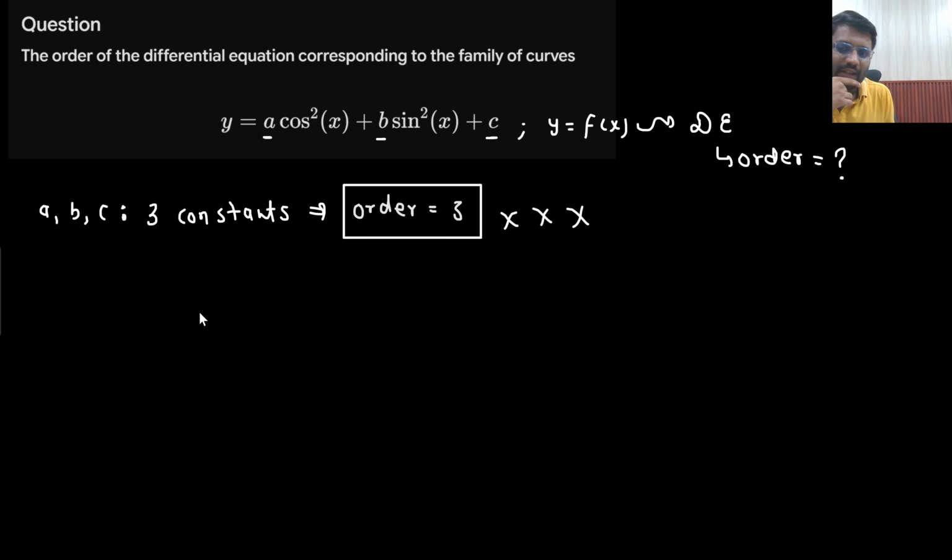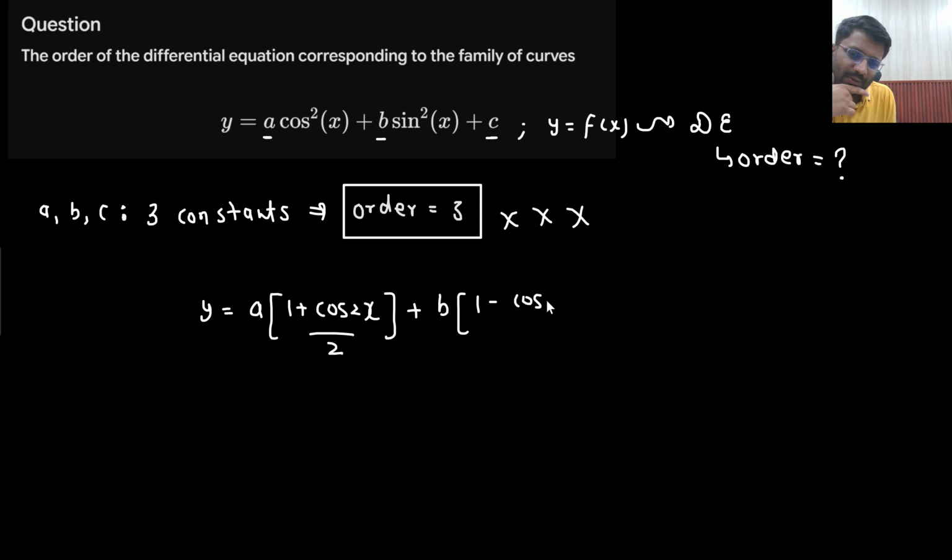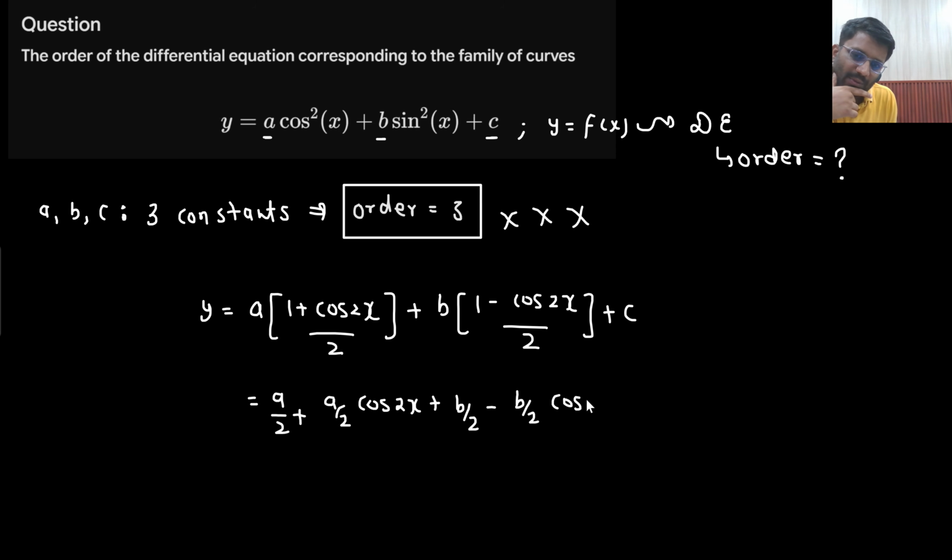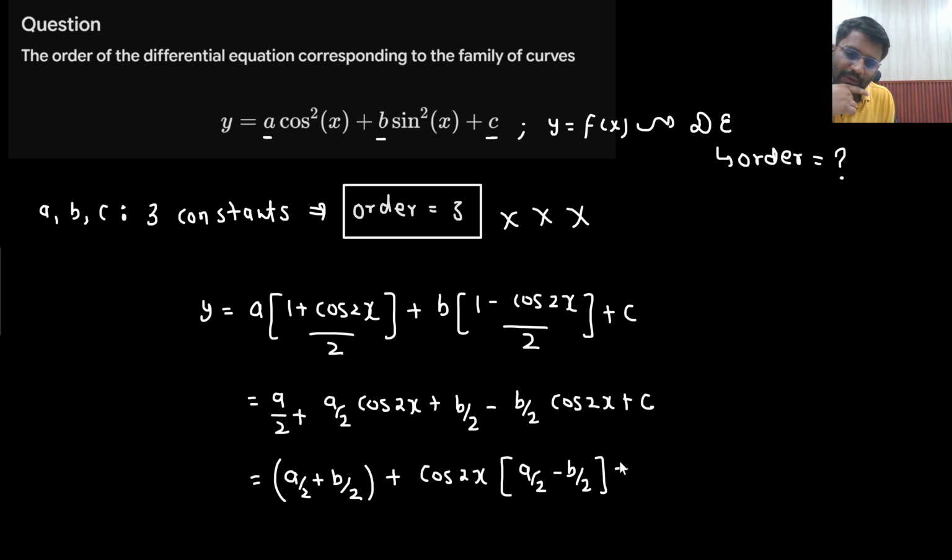A cos square x plus b sin square x plus c. Think about it. Can I write down cos square x as (1 plus cos 2x) divided by 2? Absolutely. Can I write down sin square x as (1 minus cos 2x) divided by 2? What will I be getting? a by 2 plus a by 2 cos 2x plus b by 2 minus b by 2 cos 2x plus c. What you are getting? a by 2 plus b by 2 plus c, plus cos 2x times (a by 2 minus b by 2).